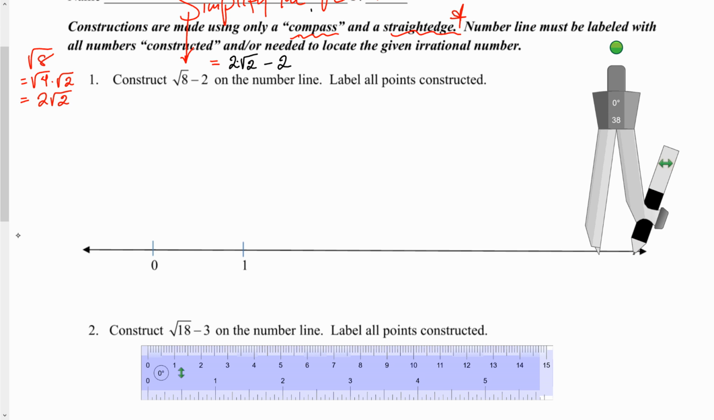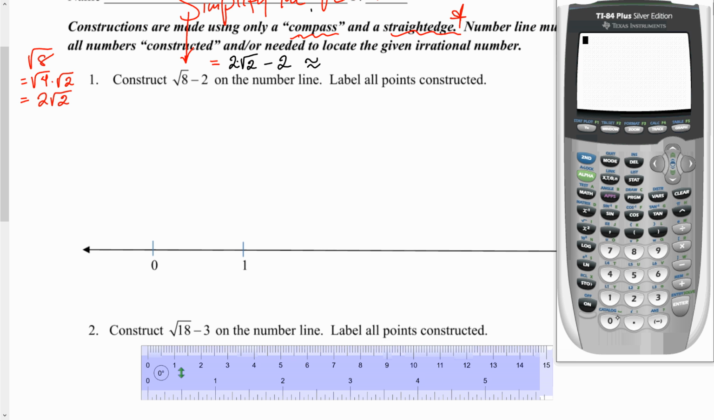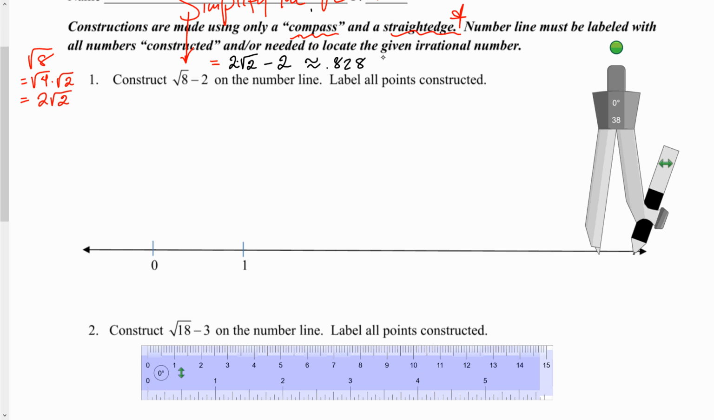By the way, it's kind of nice to know what this is equal to. So we're going to use the handy dandy T84. You can use whatever calculator you want, okay? But let's enter the square root of 8. Make sure you end it with parentheses here. All right, and then minus 2. So root 8 is less than 3. I would estimate it like 2.8, 2.9, something like that. And then minus 2, it's positive, so I know it's like 0.8, 0.9 or something like that. Oh, look at that. I was close. 0.828. So it's definitely less than 1.